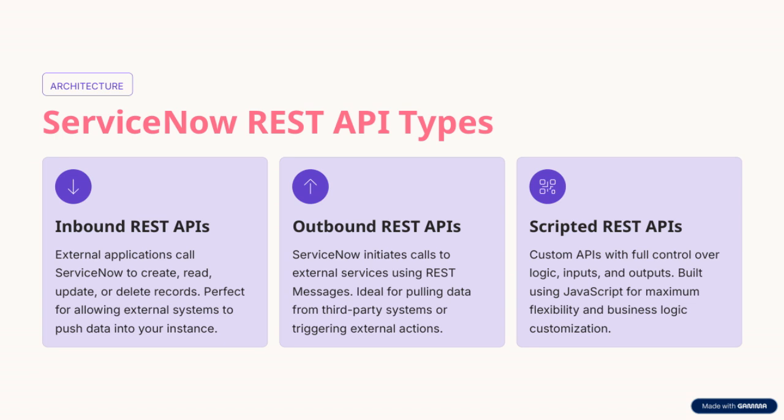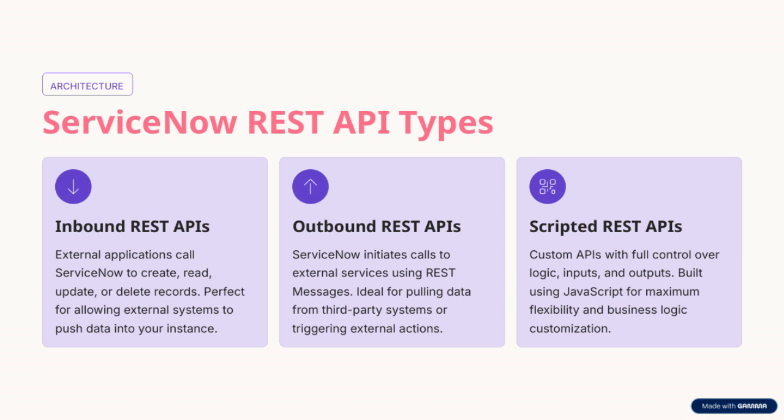Now, moving on to the different types of REST APIs in ServiceNow. First, we have scripted REST APIs. These are initiated by ServiceNow to call external services, often to pull data from third-party systems or trigger actions outside of ServiceNow. It's a powerful way to extend your integrations. Next are outbound REST APIs. These allow external applications to interact with ServiceNow by creating, reading, updating, or deleting records. This is perfect for scenarios where external systems need to push data into your ServiceNow instance seamlessly.